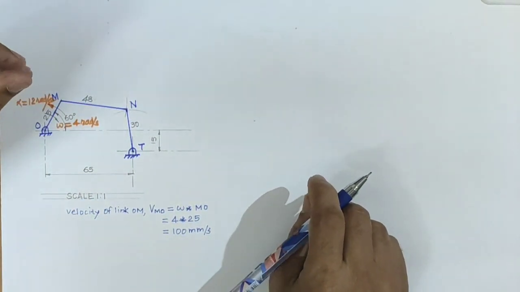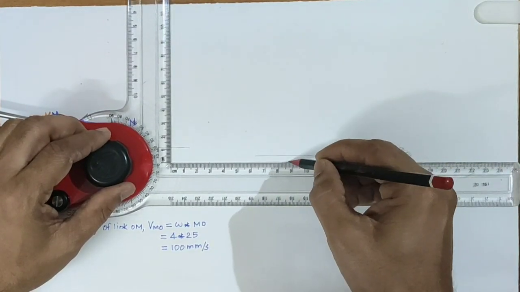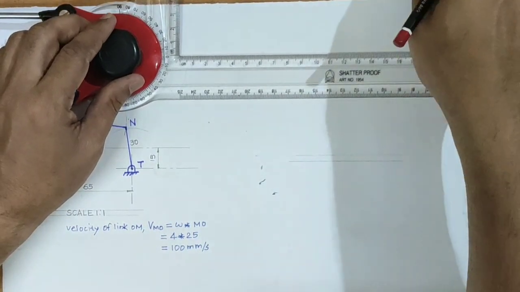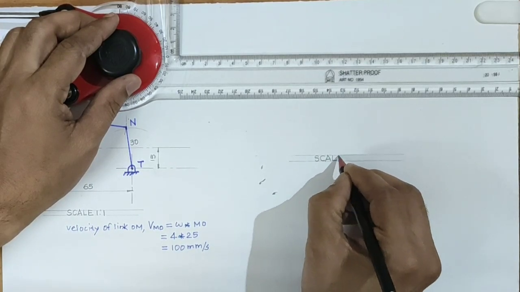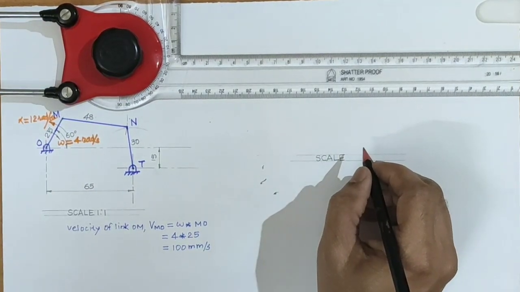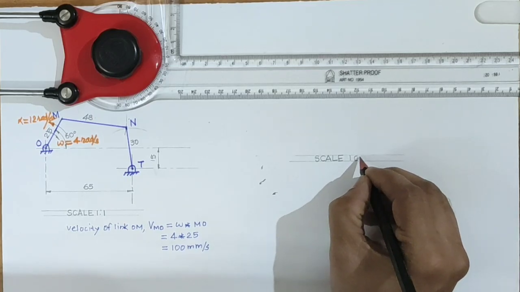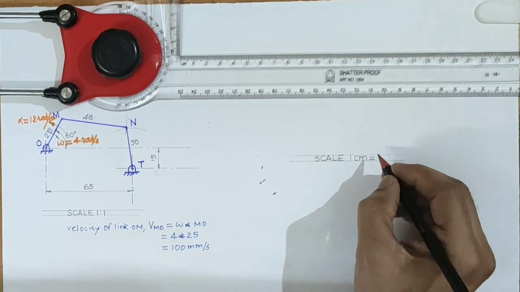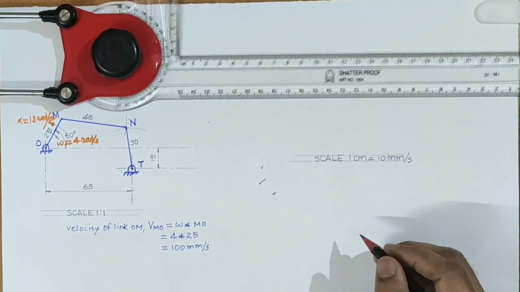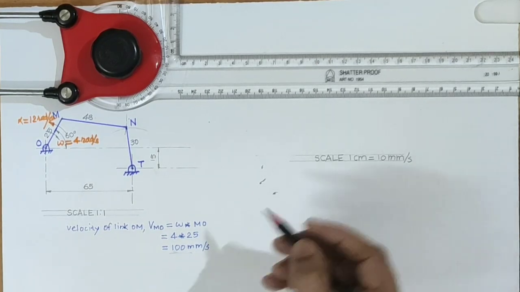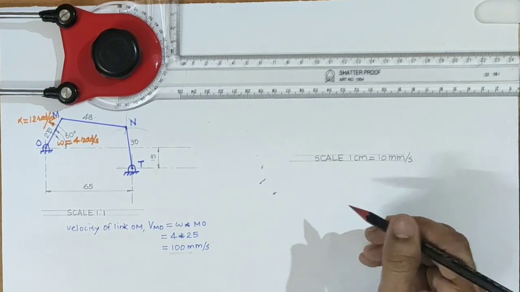Now by choosing some proper scale, let us draw the velocity diagram. I am taking a suitable scale for drawing the velocity diagram. For 1 centimeter we shall take 1 centimeter equal to 10 mm per second. Such that for representing V_MO, that is 100 mm per second, as per scale 100 divided by 10, it will be 10 centimeter.